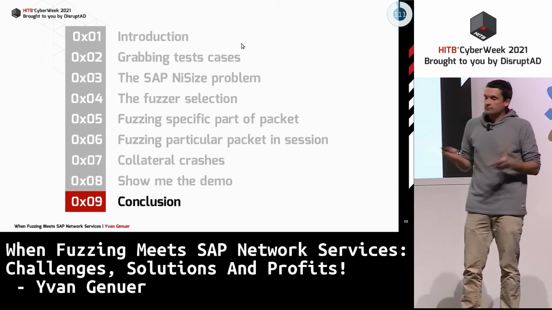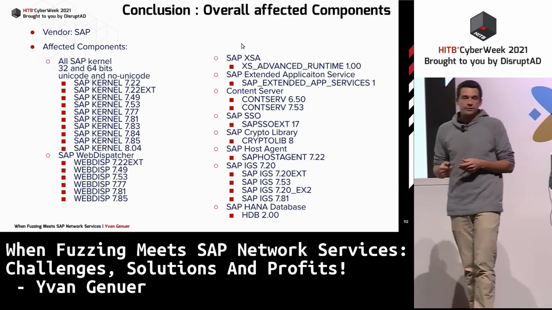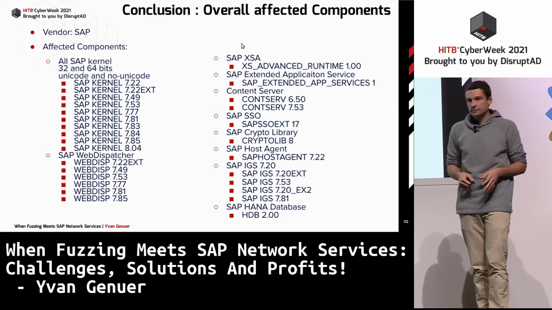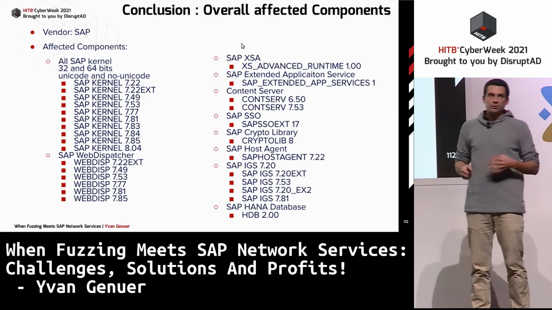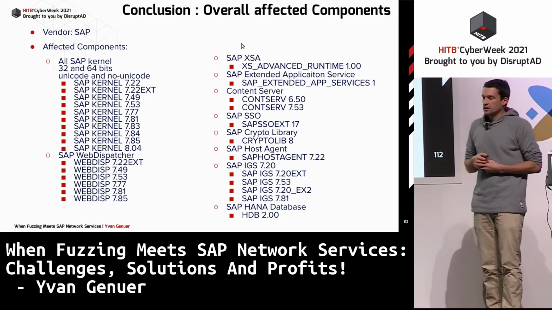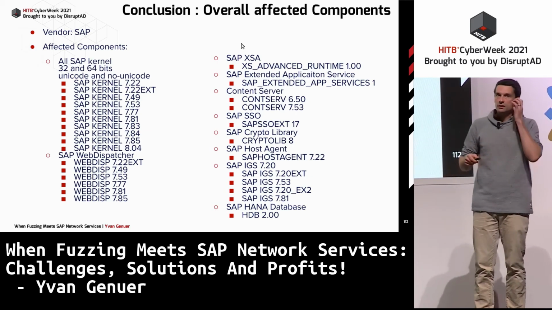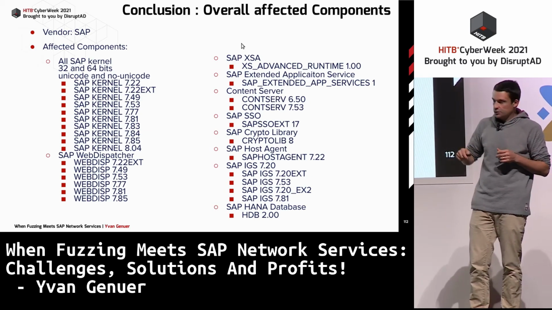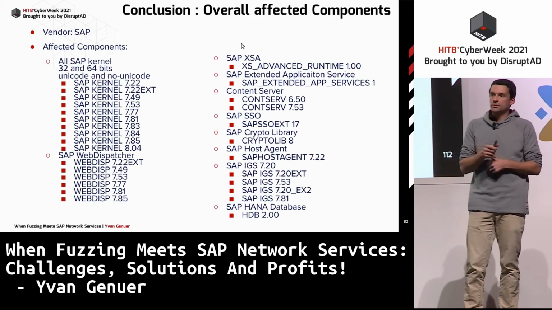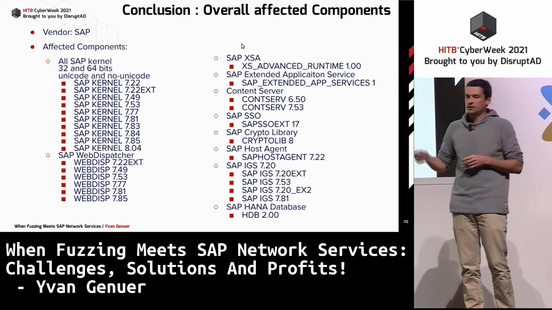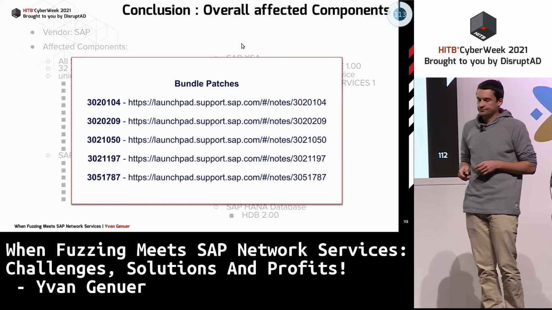So, as a conclusion, I put all the components involved in the vulnerabilities we found. As you can see, there are a lot of components. So, if you run one of these components, please update it. And the interesting thing is that the impacted component is the whole kernel, on every system, Unix, Windows, everything, 32 bit, 64 bit. The whole kernel is impacted.